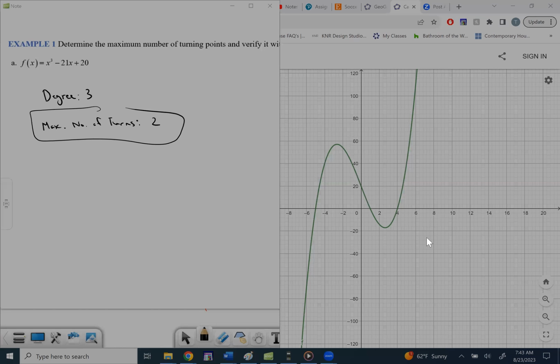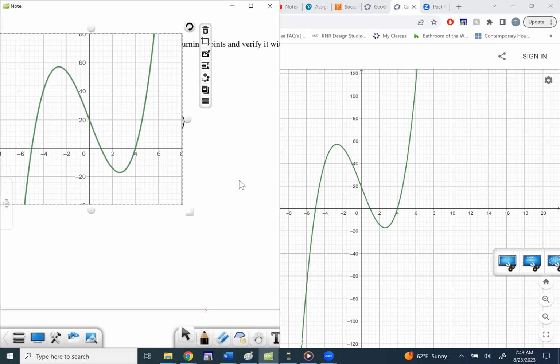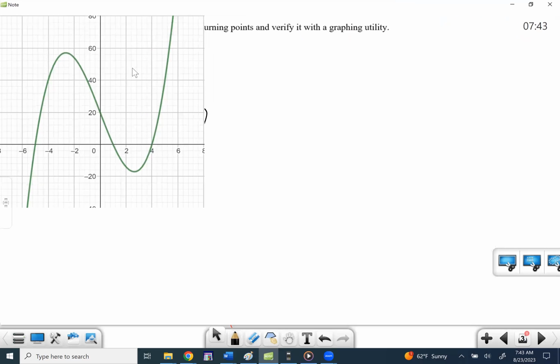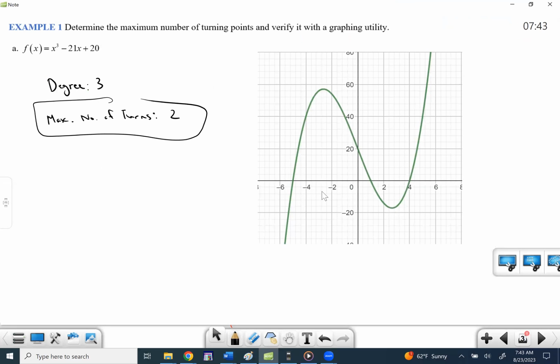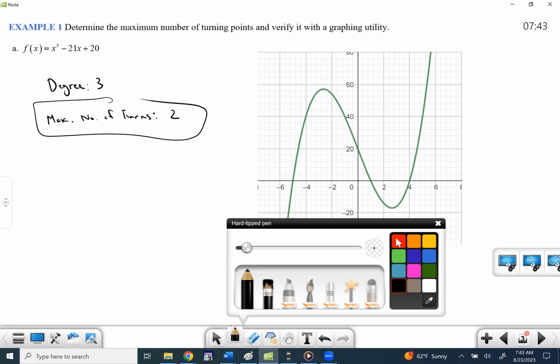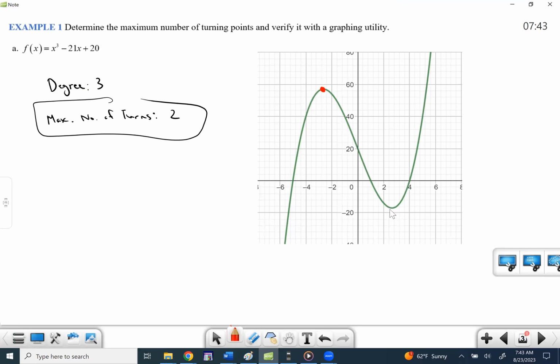But you can see already, as I'm taking a picture of this, that this has 2 turns, right? Let's highlight them. And that goes along with what we said about a maximum number of 2, right? Perfect. Let's try another one.